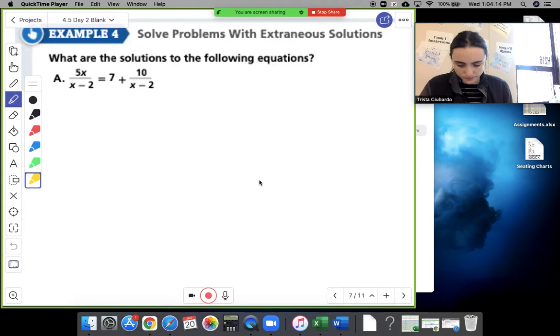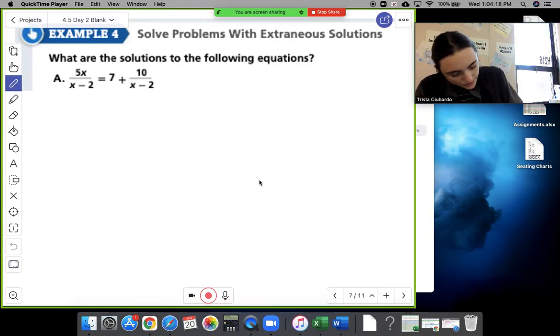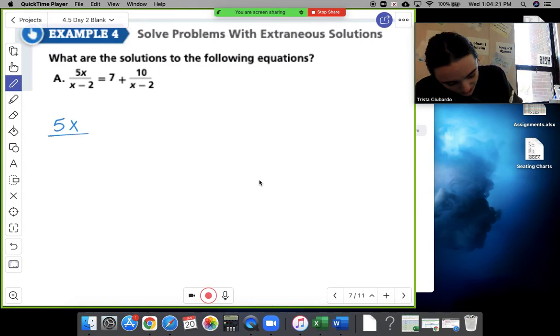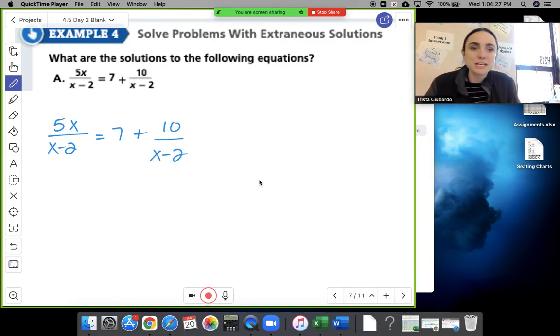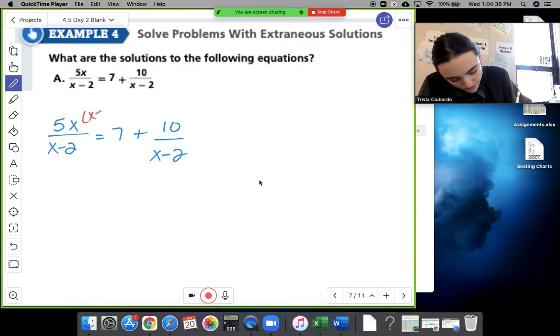Alrighty, so here's another one to look at. Again, you wouldn't necessarily need to do this. I just like to have room to write all my stuff out. So I'm just going to rewrite it so I have a little bit more space because I like to write bigger. So my common denominators here, I have an x minus 2. Technically the 7 is over 1, another x minus 2. So my common denominator is just going to be the x minus 2.